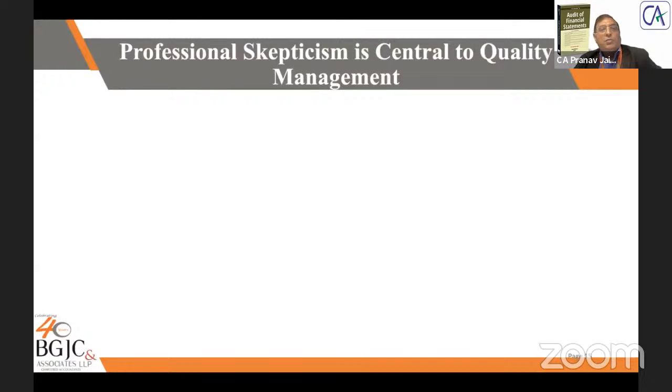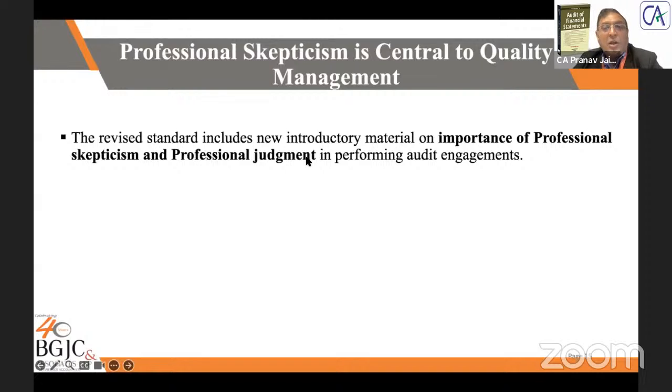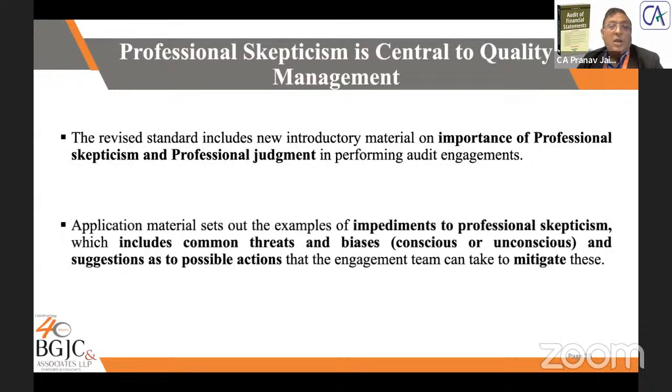It talks about how professional skepticism is central to quality management. So it includes material on the importance of professional skepticism and professional judgment in performing audit engagements. The application material also gives various examples of impediments to professional skepticism. Some of these examples could be budget constraints, tight deadlines, lack of cooperation and undue pressure by the client or management, and insufficient understanding of the entity and its environment, right?